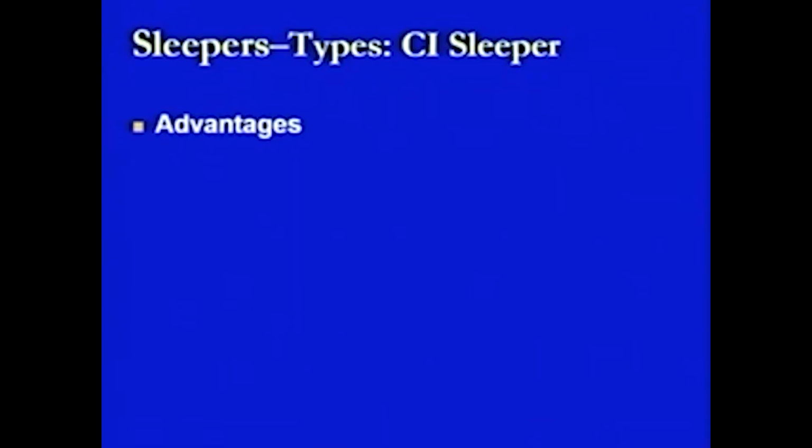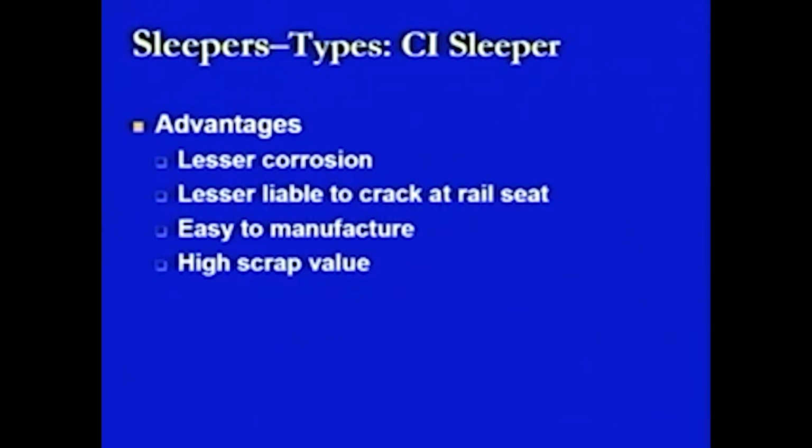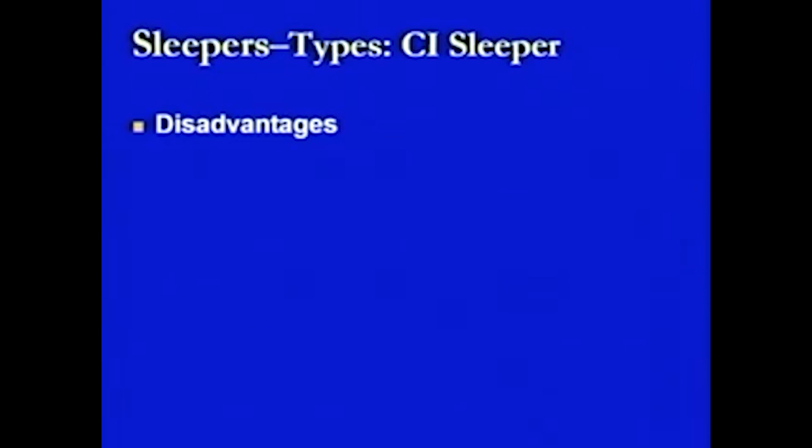So, now we look at some of the advantages of the CI sleepers. In the case of the CI sleepers, they are less corrosion prone as compared to the steel sleepers. They are less liable to crack at the rail seat, because the strength of these sleepers has been increased by using different types of fittings, that is triangular shape or box shape structures which have been used in the construction of this sleeper, and then they are easy to manufacture. They have a higher scrap value as compared to the other types of sleepers, but there are some disadvantages.